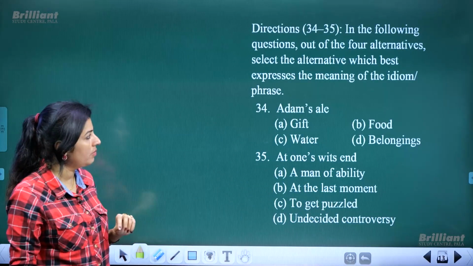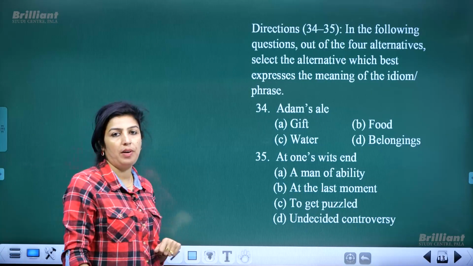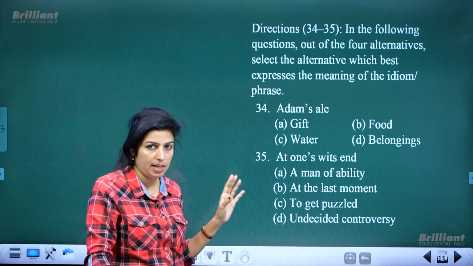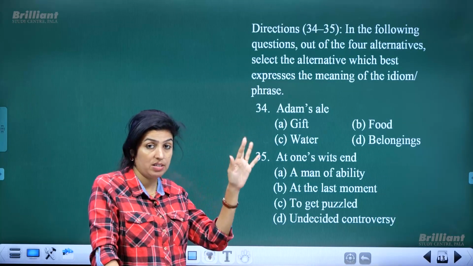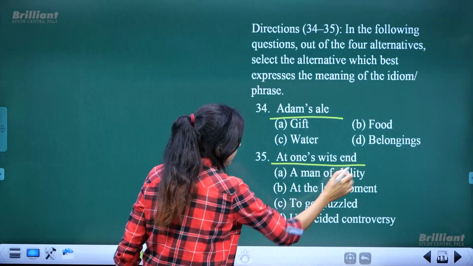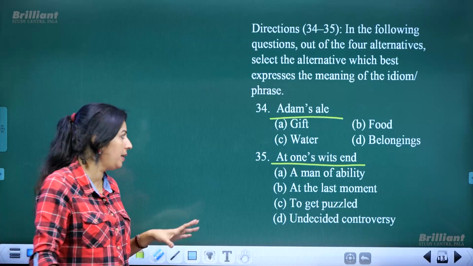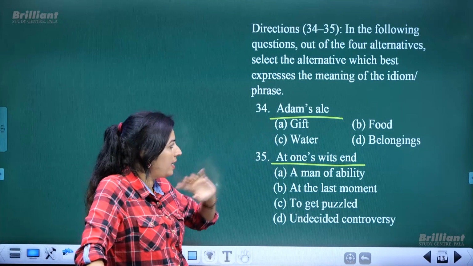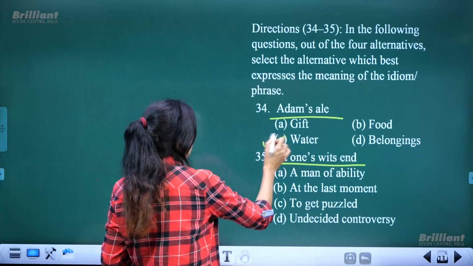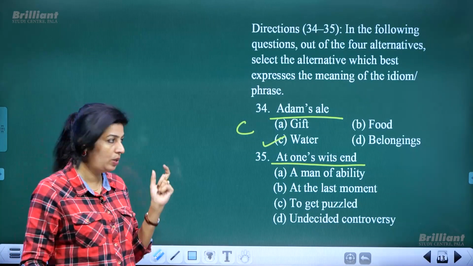Next, idioms or idiomatic phrases for which you need to find out the meaning. These also should be taken as a list along with the ones which we have discussed in the extra sessions, right? So Adam's ale, at one's wit's end. Two idioms are given, but not in the form of an example sentence. It's given individually. Adam's ale. What exactly is Adam's ale? In plain words, it actually means water, the liquid that you drink.